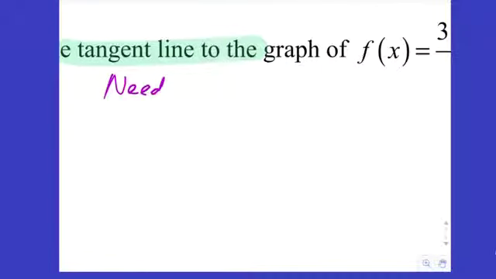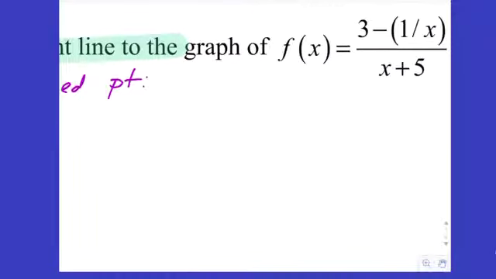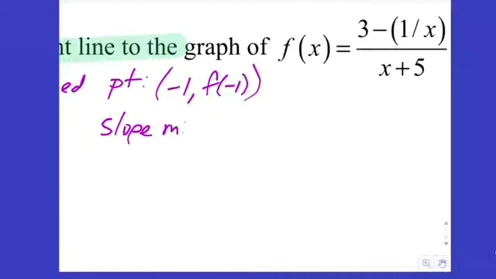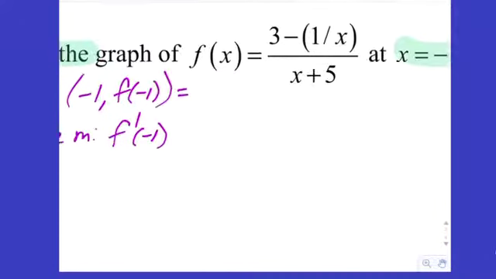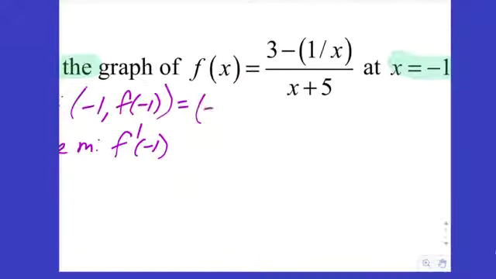And all we have right now is an x value. So the point, since x is -1, it's going to be -1 comma f of -1. And the slope, that's going to be the slope at the point. That's going to be f prime of -1. So let's go ahead and find the point first, since we have the function. You plug in the -1 carefully for x, and you get 3 plus 1 is 4 over 4, so you get 4 over 4. So the y value is 1.